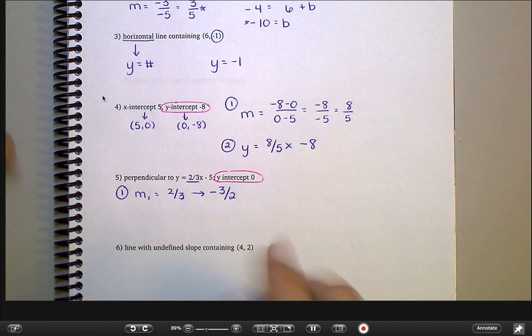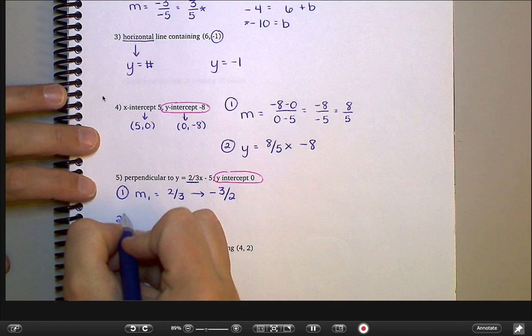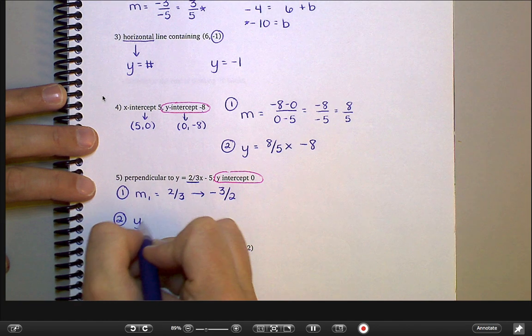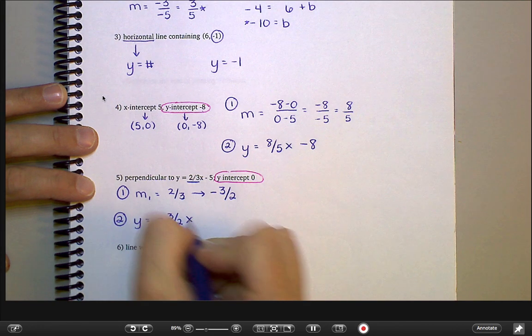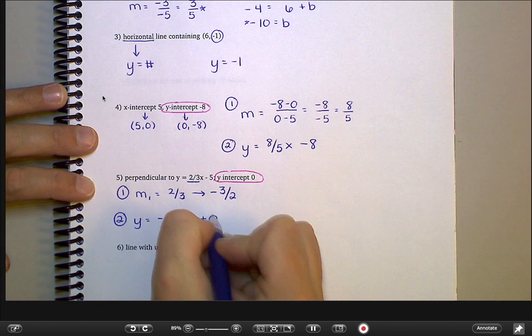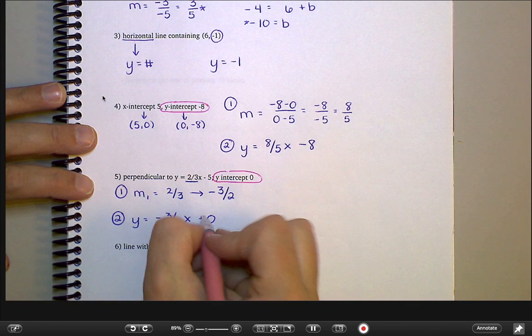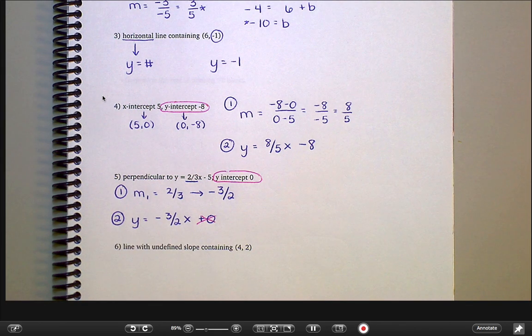I have my y-intercept, so I can just jump straight to y equals negative 3/2 x. And then technically it would be plus 0, although we really don't need this plus 0 on there. You could just write it as y equals negative 3/2 x. But if you wrote it with a 0, that would be fine.